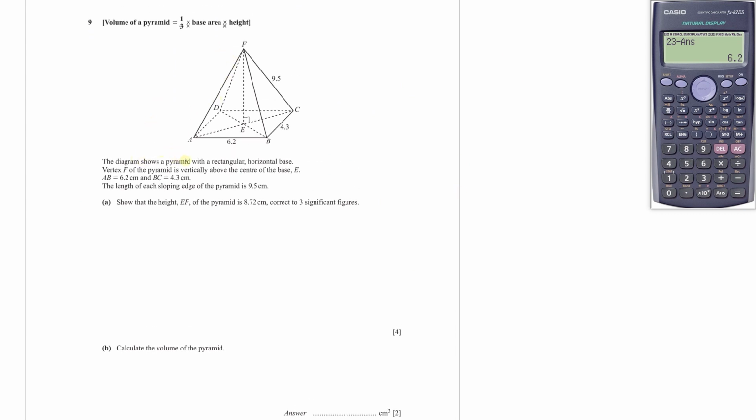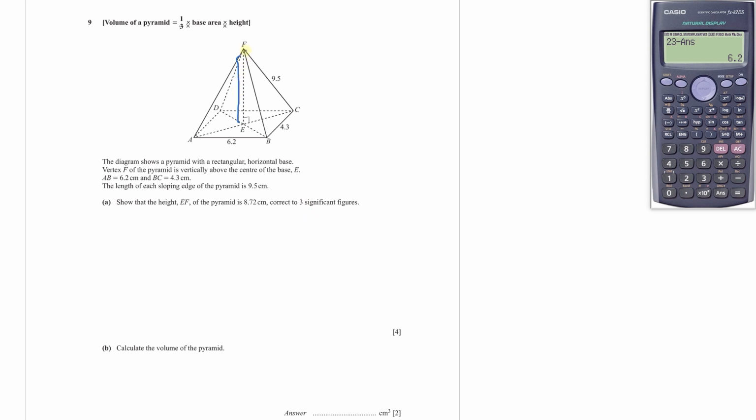Question 9: the diagram shows a pyramid with a rectangular horizontal base. Vertex F of the pyramid is vertically above the center, this point E. This length AB is 6.2 centimeters and BC is 4.3 centimeters. The length of each sloping edge of the pyramid is 9.5 centimeters. Show that the height EF of the pyramid is 8.72 centimeters, correct to 3 significant figures.